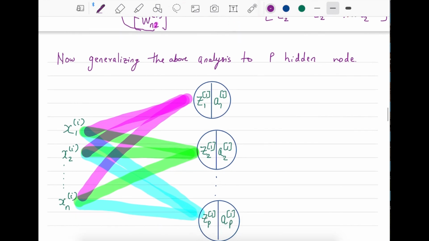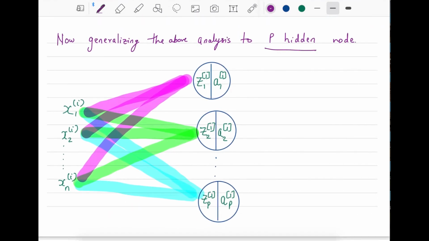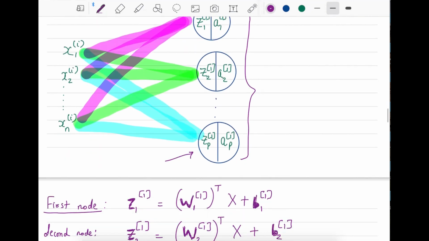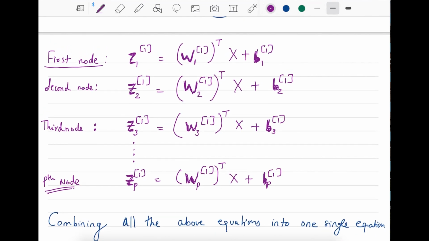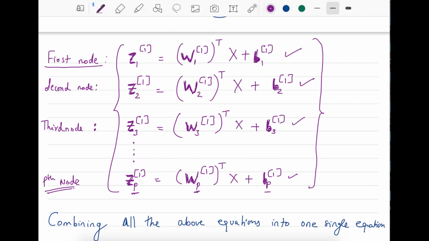Now if I generalize this to P hidden nodes, so we are increasing it to P nodes, it is simple. What you do is you connect the two together here, this one, this one, this one, this one. So everything will be like this up till P nodes. We are generalizing this equation till P. So this is also easy, right? This is the first equation that we discussed, this is the second, and this goes up to P nodes.